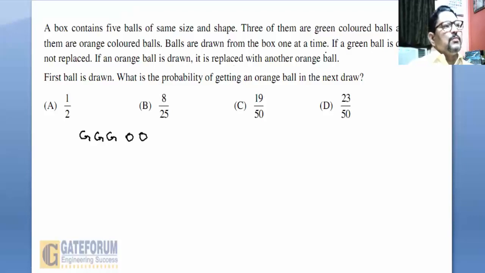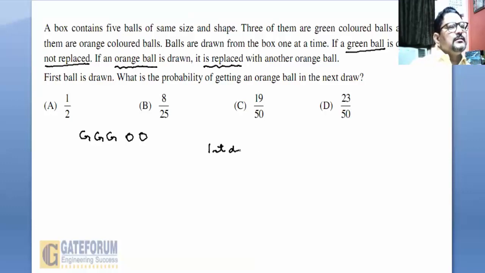Balls are drawn from the box one at a time. If a green ball is drawn, it is not replaced. Green ball is not replaced. If an orange ball is drawn, it is replaced with another orange ball. Okay. So they have asked you, the first ball is drawn. What is the probability of getting an orange ball in the next draw? How to solve this? The first draw, what can it be?